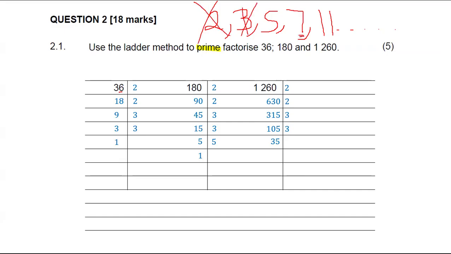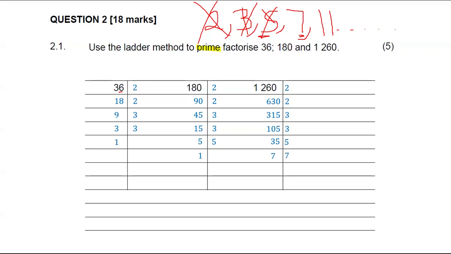Can we try 7? No, we start with 5 first. Can 5 go into 35? Yes, it does. How many times? 7 times. But the thing is, 5 can't go into 7, sorry. The next prime that goes into 7 will be 7.